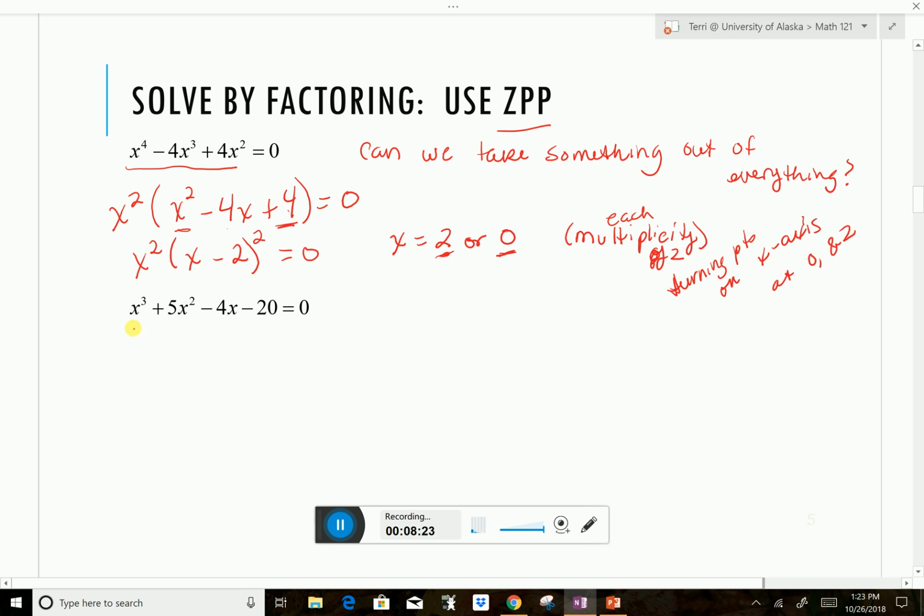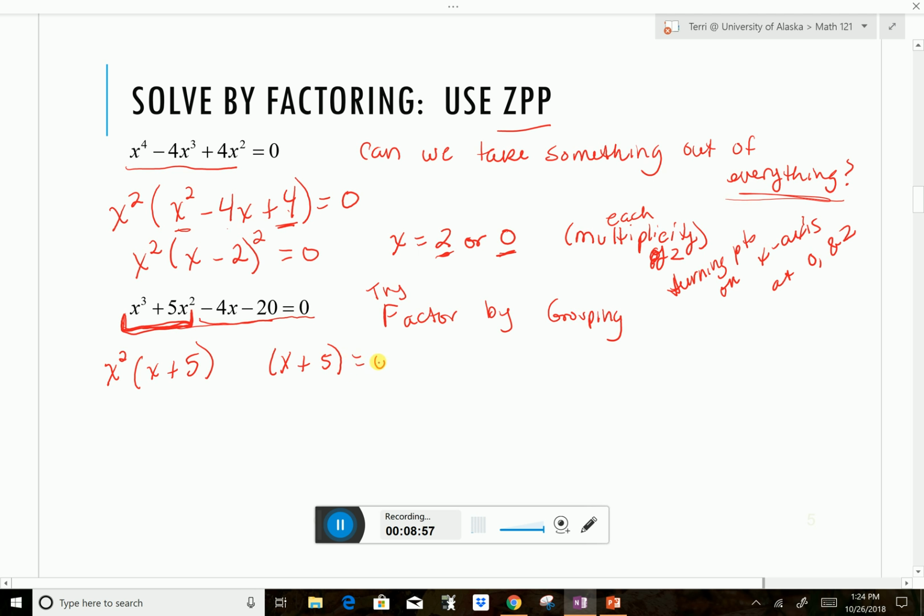So let's look at this one. Now I first asked myself that question. Can we take something out of everything? Well, no, it's not a trinomial. So the next thing I'm going to try is factor by grouping. So I'm going to look at these two. Can I take something out of these two? Why, yes, I can take an x squared. So I'm left with x plus 5. And could I take something out of these two that I end up with an x plus 5? Well, I think I can take a minus 4. So what I end up with is x squared minus 4 times x plus 5.